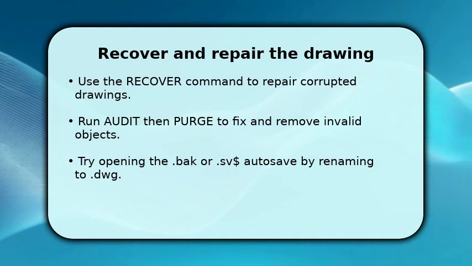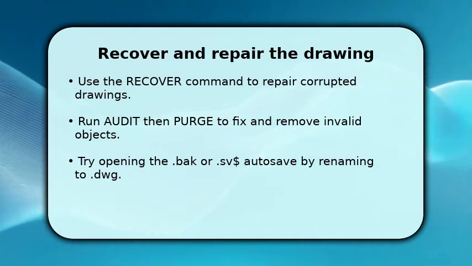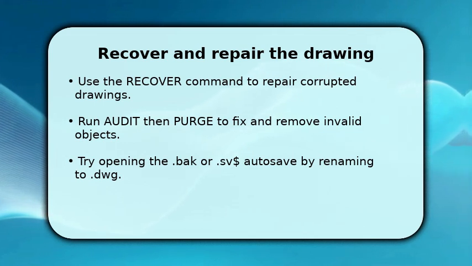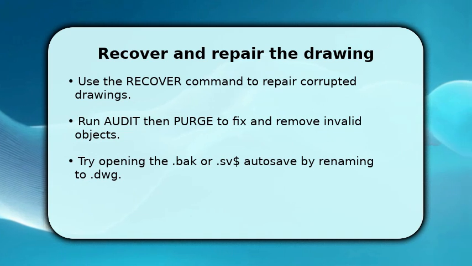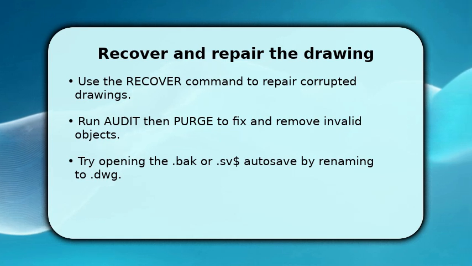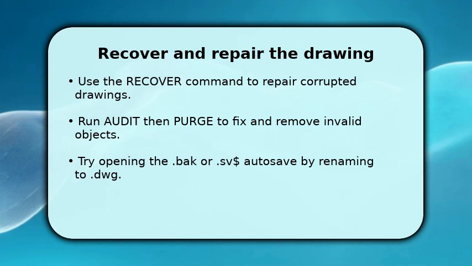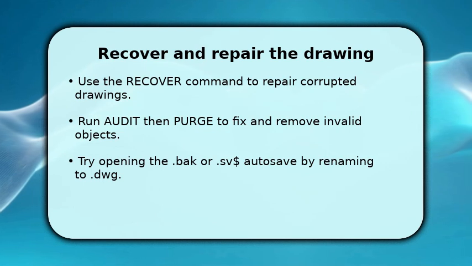You now focus on repair. Run the RECOVER command from the command line to force AutoCAD to repair the file as it opens. After recover completes, execute AUDIT and confirm fixing errors, then PURGE to remove unused definitions that can keep a file locked. If recover fails or AutoCAD refuses to open, locate the .bak or .sv$ autosave file in the same folder, rename it to DWG and open it.